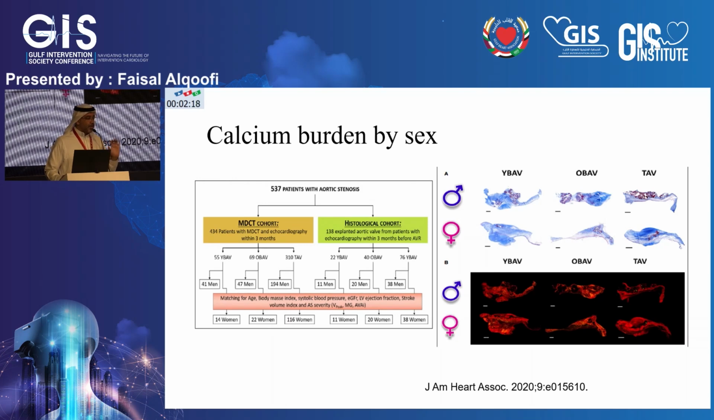And they match them in relation to chronic kidney disease and blood pressure in order to find a good propensity matching. What is more interesting, if you look at the right side of the screen, for all young bicuspid and tricuspid, women have more fibrosis and more collagen, which is reflected in red in this stain, compared to men. So for all young bicuspid and tricuspid, females have less calcification, more fibrosis, despite having a similar degree of aortic stenosis. So that's another glimpse of the difference between women and men in relation to the degree of calcification.